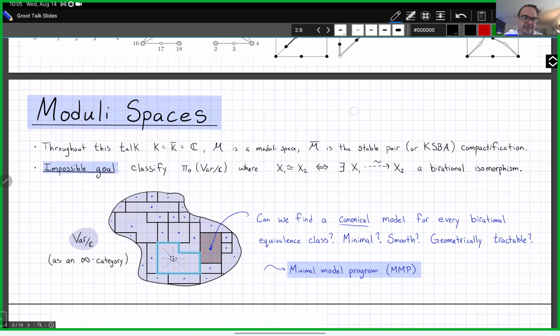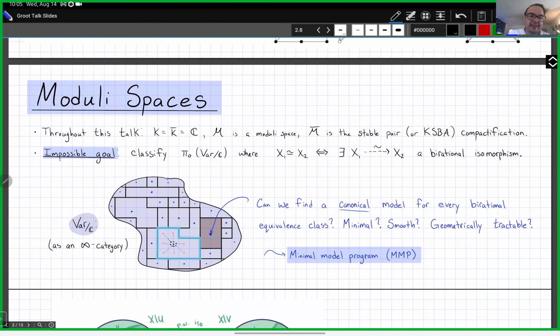So I just want to motivate a little bit the general idea of moduli spaces. I'll be working over the complex numbers. I'm a complex algebraic geometer. By M, I'll generally denote some moduli space. And by M bar, I'll denote a compactification, a very particular one called the stable pair or KSBA compactification. I'll say a lot more about what this is. This is in some sense a canonical, functorial construction you can use that gives you a nice quasi-projective variety.